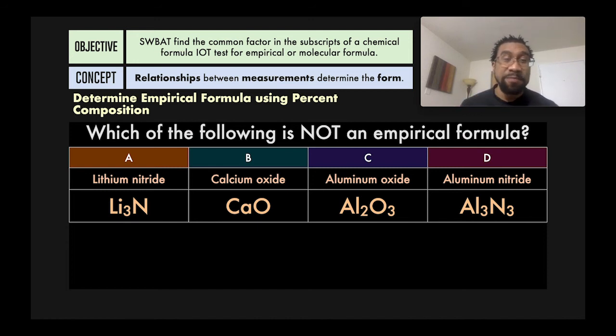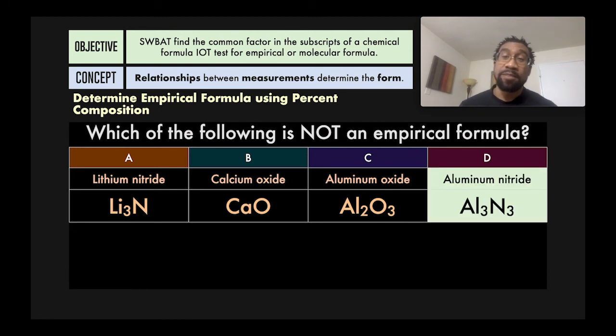So we have lithium nitride, which is Li3N. We have calcium oxide, which is CaO. We have aluminum oxide, which is Al2O3. And we have aluminum nitride, Al3N3. So again, which of the following is not an empirical formula? All right, well, the answer is definitely Al3N3, aluminum nitride. So the name is correct, but the formula is not an empirical formula.